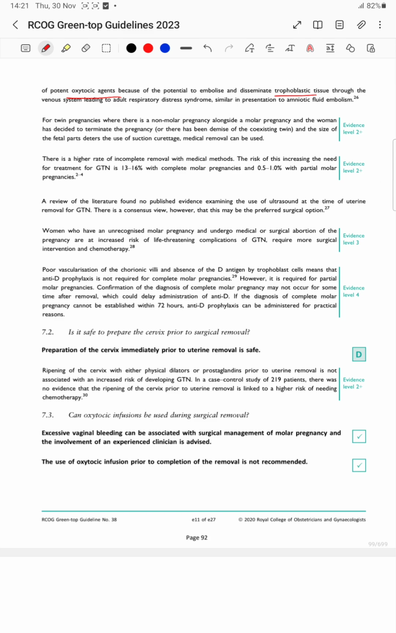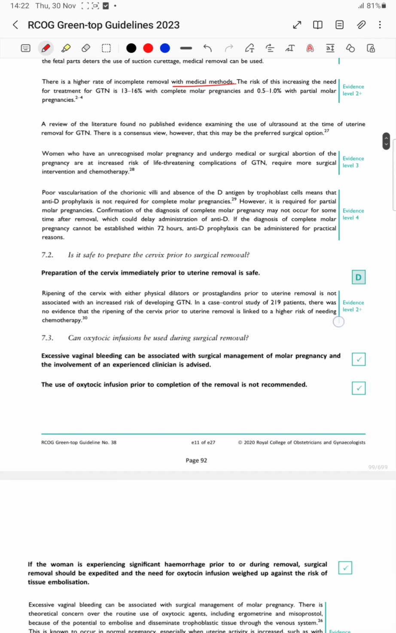For twin pregnancies, when there is a non-molar pregnancy alongside a molar pregnancy and the woman has decided on termination of the pregnancy, or there has been demise of the coexistent twin, the size of the fetal parts deters the use of suction curettage and medical removal can be used. There is a high rate of incomplete removal with the medical method, and this increases the need for treatment of GTN in 13 to 16% with complete molar pregnancies and 0.5 to 1% with partial molar pregnancies.